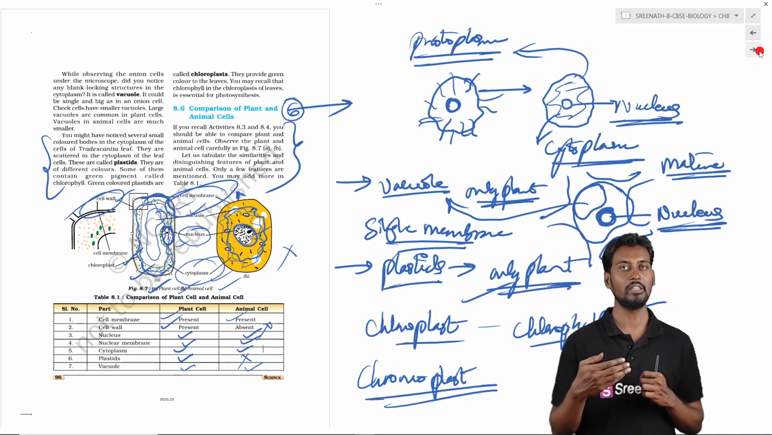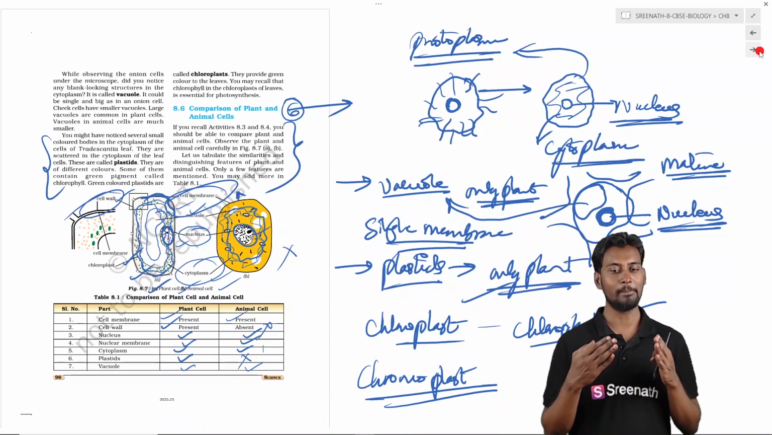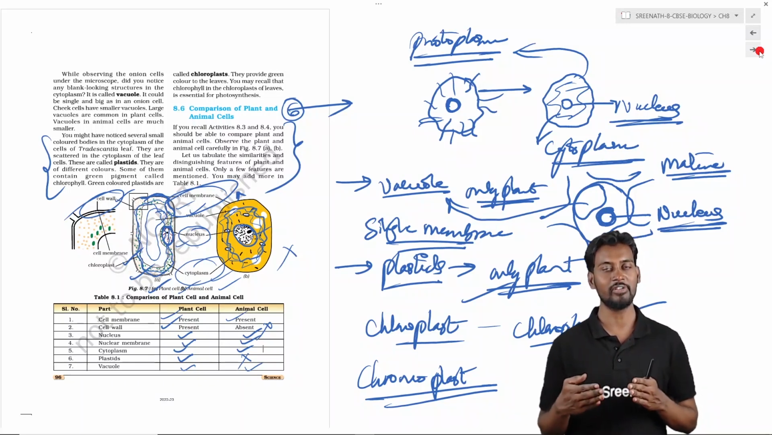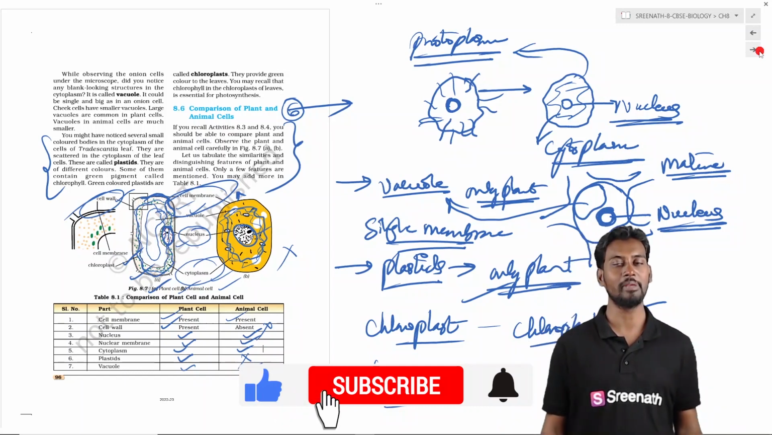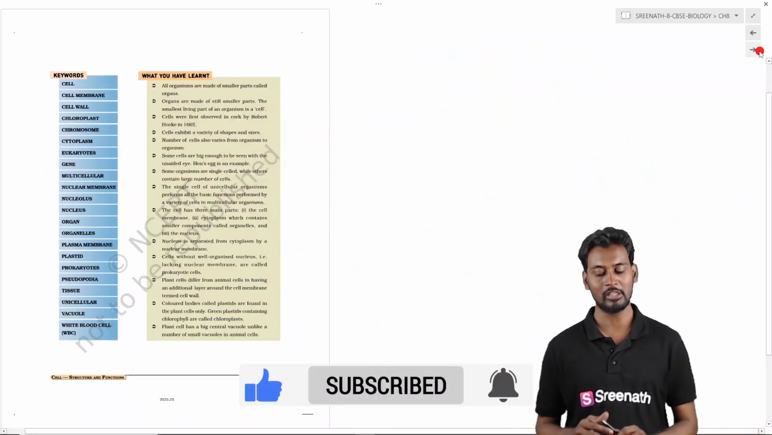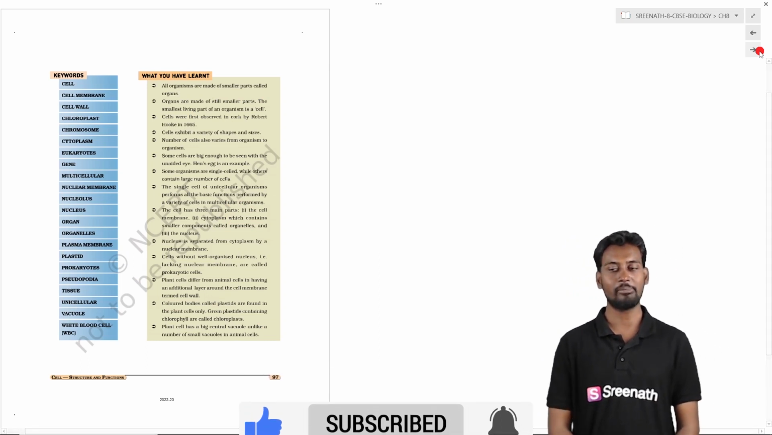So the comparison is between the different parts of the cells, where we are comparing the plant cells and animal cells in such a way that what elements make up the animal cell and what elements make up the plant cell. So this is the summarization of each and every topic of this chapter, that is the 8th chapter.